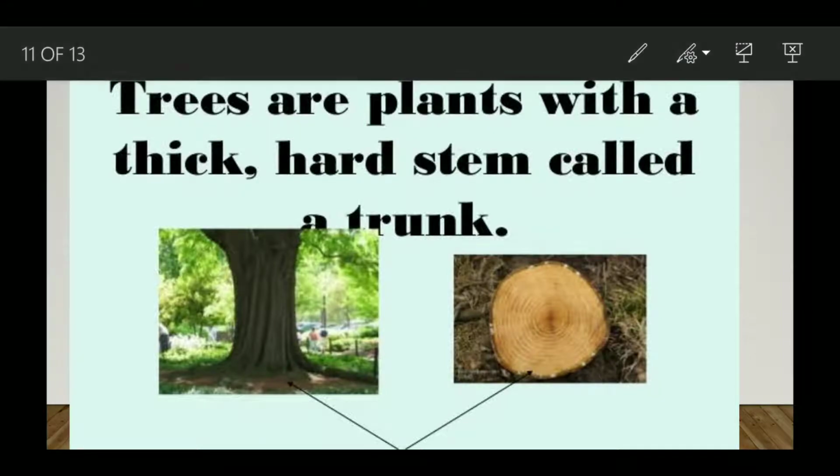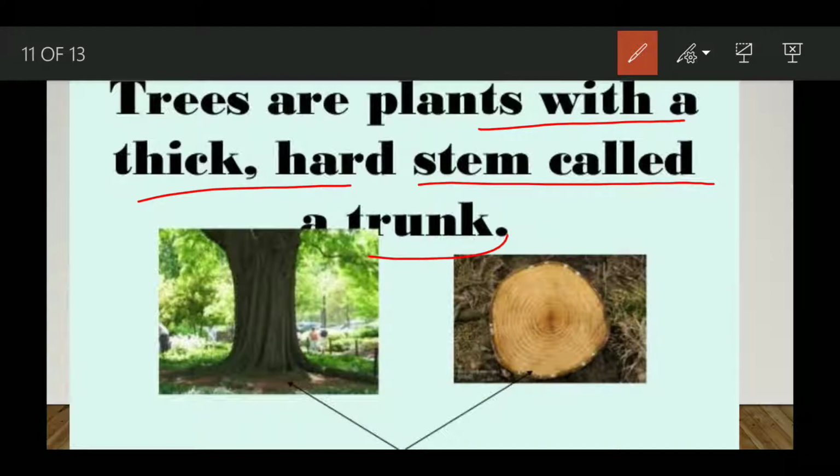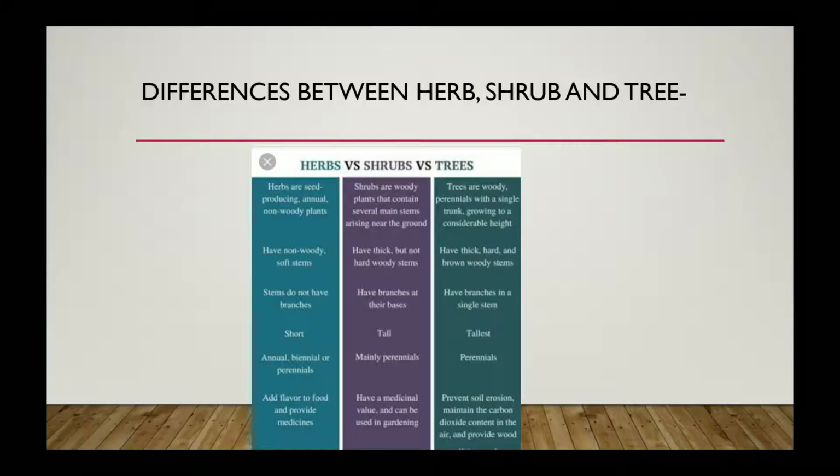The next one is trees. Trees are plants with a thick, hard stem that is called a trunk. The trunk is the thick, hard stem of a tree. So, students, trees are basically tall plants, you can say the tallest plants. They have a thick, hard, and very strong stem, and that's why we can easily identify that it is a tree.